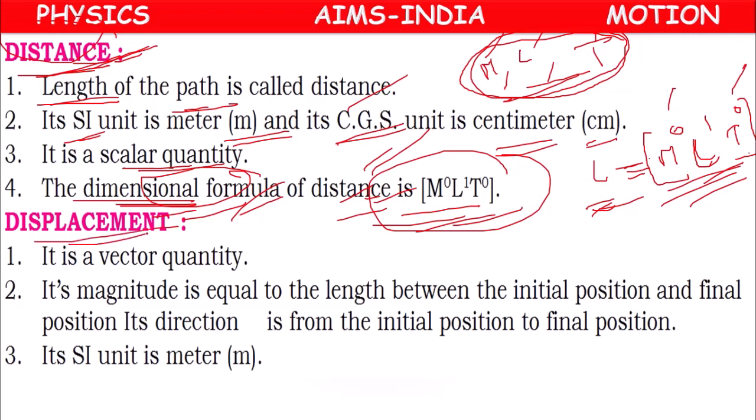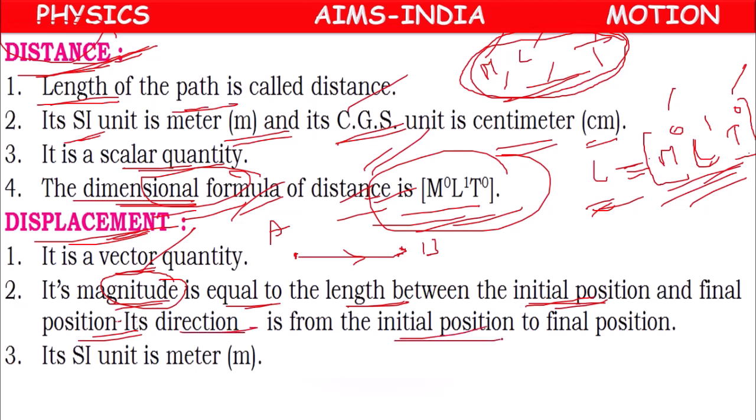So what about displacement? Displacement is a vector quantity, because displacement means the shortest possible path, which will be a straight line. The direction will be along the straight line. So it is a vector quantity. Its magnitude is equal to the length between the initial position and the final position. Its direction is from the initial position to the final position, like a straight line. Its SI unit is meter and its CGS unit is centimeter. The units are the same.